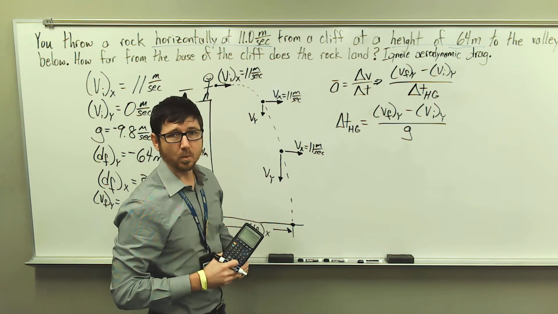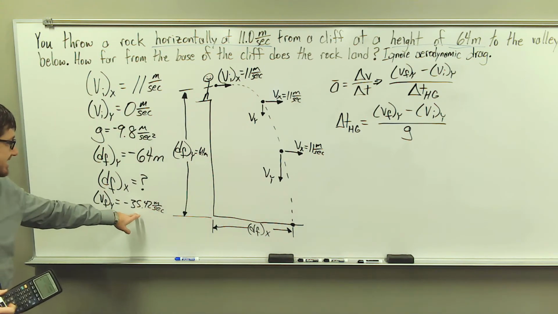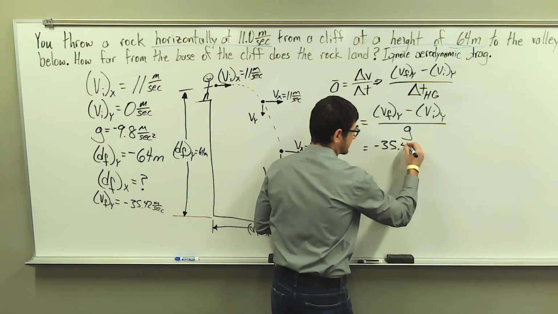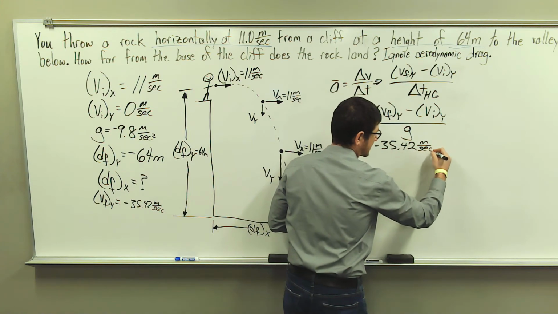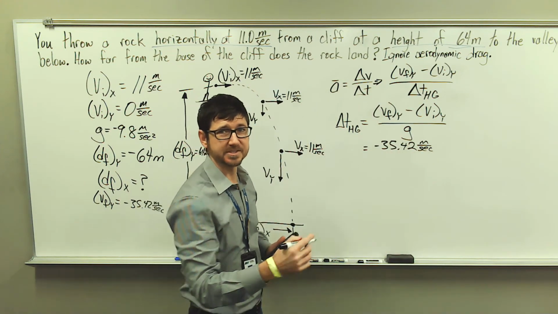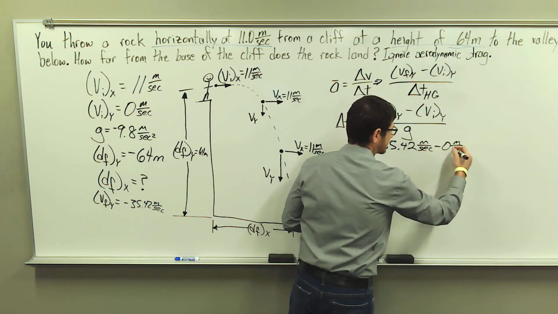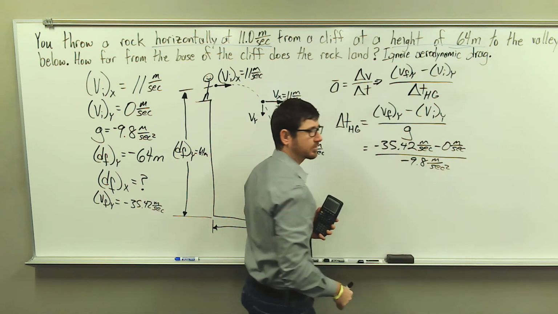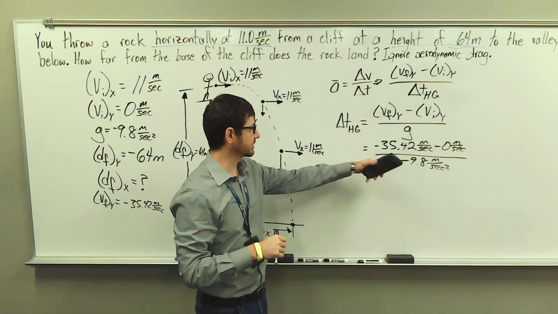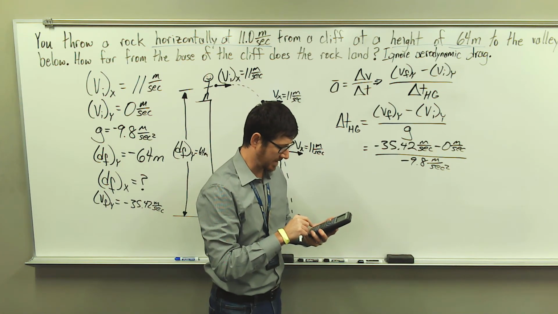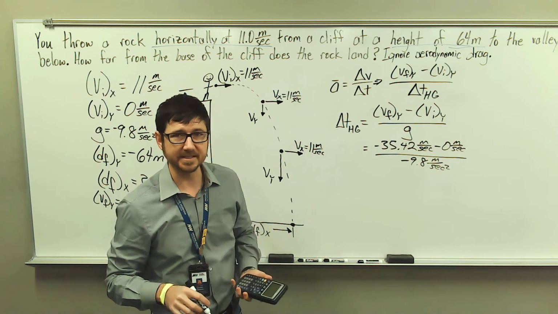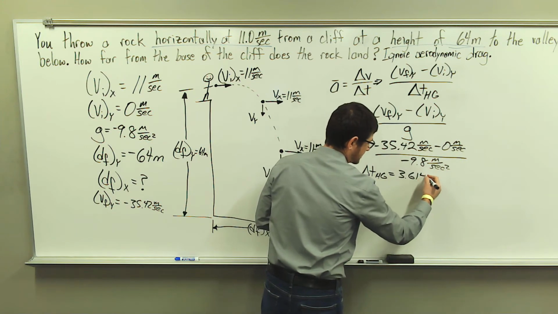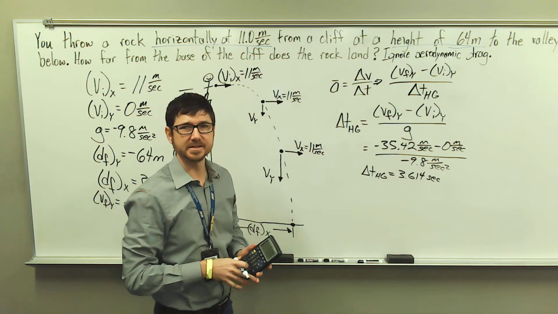So the final velocity in the y direction, we already calculated that. That is negative 35.42 meters per second. The initial velocity in the y direction is 0 meters per second. And we're dividing by negative 9.8 meters per second squared, the acceleration due to gravity. So on your calculator, 35.42 divided by negative 9.8, we get 3.614. And we have units of seconds here.